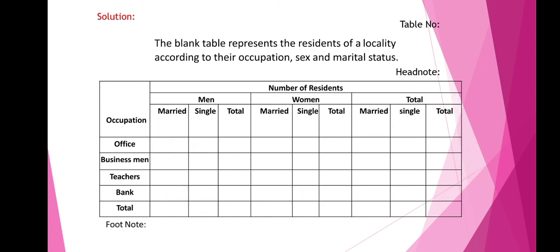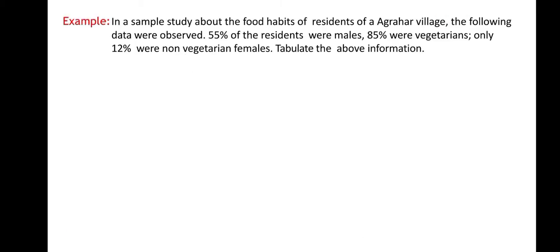So next we can write down the footnote, and here we can write down the source. So this is a blank table which represents the occupation and marital status. Next, let us consider another example. In a sample study about the food habits of residents of Agrahar village, the following data were observed.